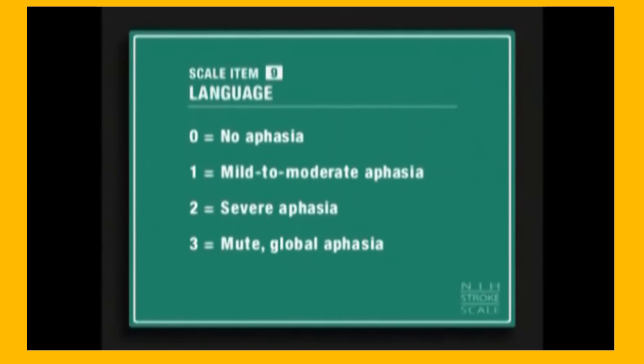Okay. Score a 3 if mute for any reason or for global aphasia, or if no usable speech or auditory comprehension is demonstrated. The examiner must choose a score of 3 for the patient with a stupor or limited cooperation.